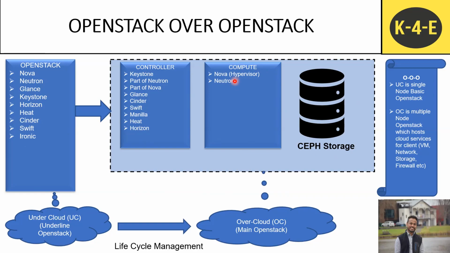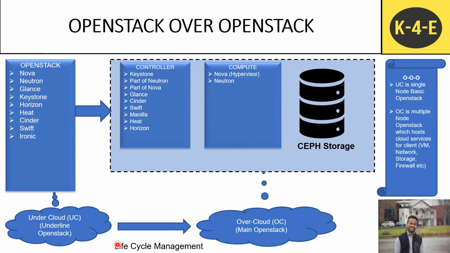So in compute you don't find Keystone, you don't find Glance, you don't find Cinder, Swift, Horizon, Heat, any of the services. Why? Because this is being hosted by your controller. On compute you only see the hypervisor service, which is provided by Nova, and then the Neutron networking parts. Only two types of OpenStack services run in compute node, and then you have the Ceph storage. So this is called an over cloud.